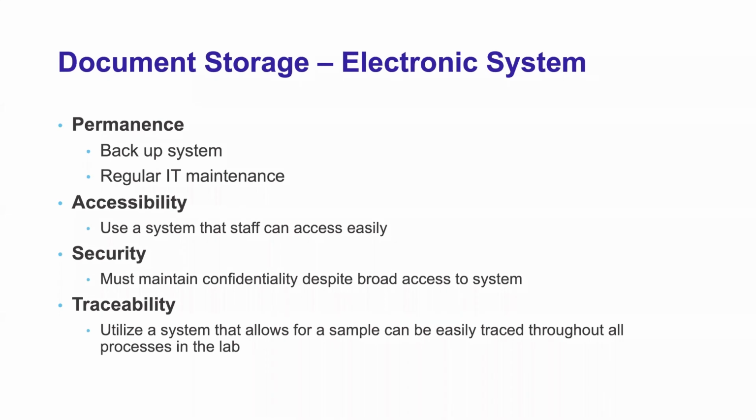And traceability. Because you don't have a paper trail, this is one situation where electronic systems can be a little more difficult. So you want to use a system that allows you to trace samples or trace changes that were made, and doesn't just override them without acknowledging how they were changed.